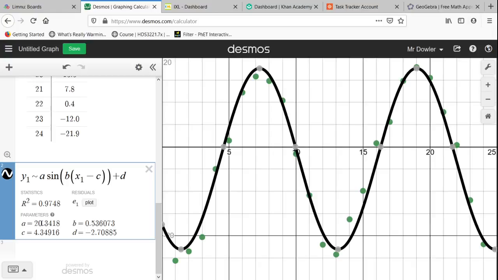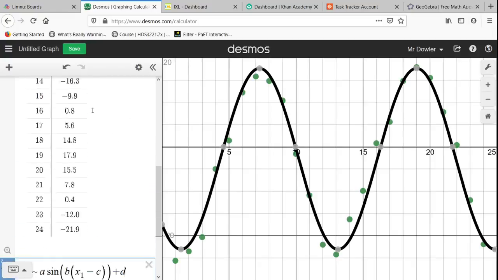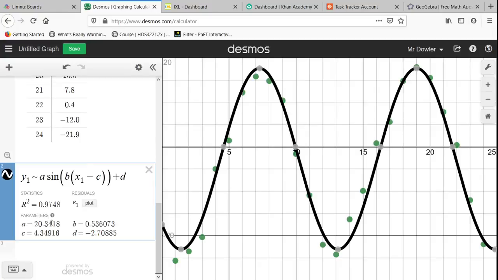Our A is 20.3418. That's our amplitude. It means you have about a 40-degree range. Our B, that's related to our period, is 0.536. That's roughly 2 pi over 12, so 2 pi over B is roughly 12, which is what we'd be looking for.